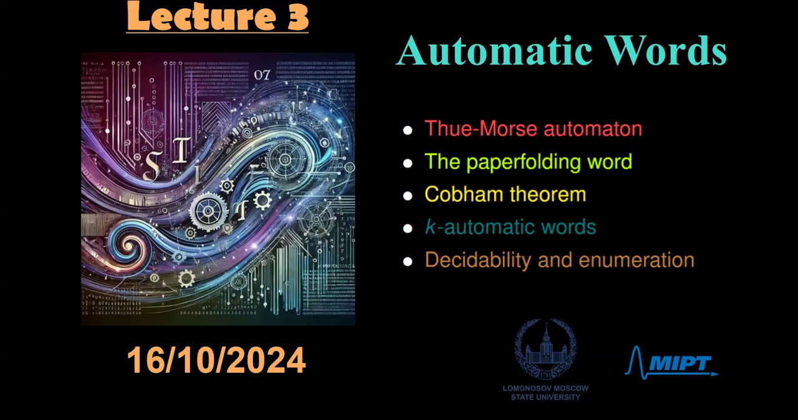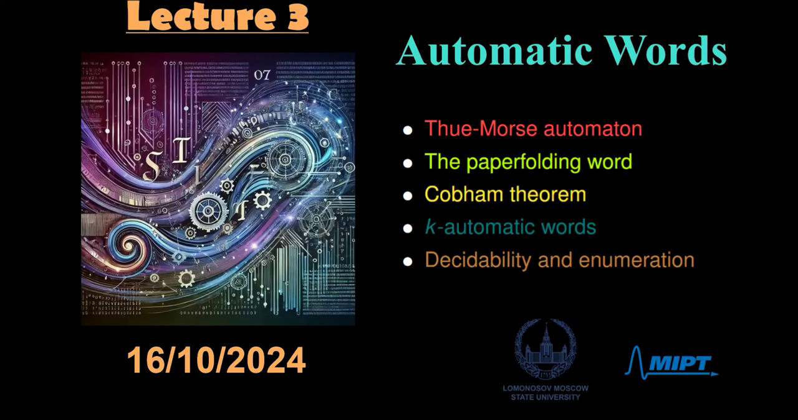Then k-automatic words. These are words generated by finite automata that read input in base k. We'll generalize the concept from the Thue-Morse sequence to k-automatic words and study their key characteristics and applications.